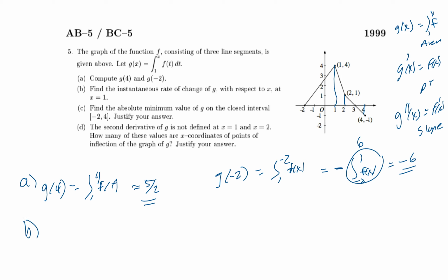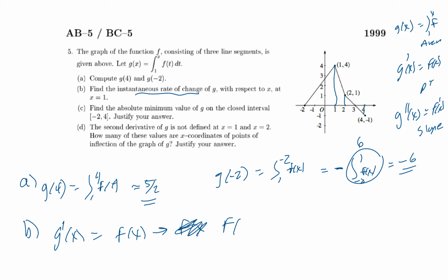B. Find the instantaneous rate of change. I just want the derivative of g with respect to x at x equals 1. Again, instantaneous rate of change is just the derivative. So let's take the derivative of g. Look at your decoder. g prime is just f of x, so we're just doing f of x. Now I want it at 1.